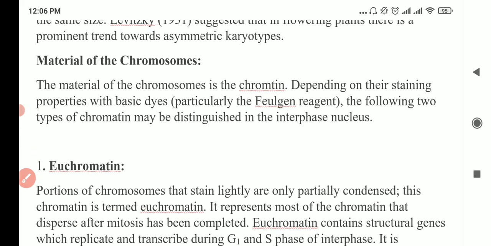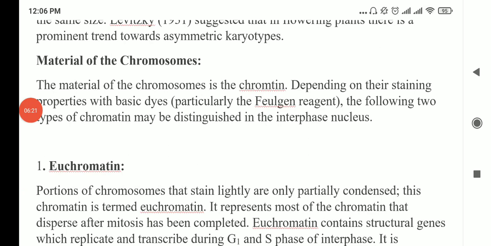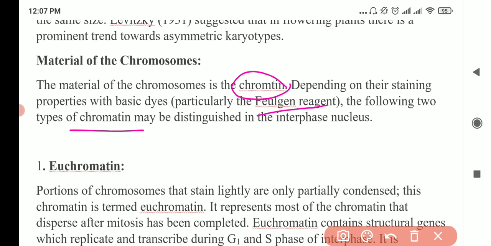Then looking at the material of the chromosome, the material of the chromosome is the chromatin. So a chromosome is made up of chromatin. Depending on their staining properties with the basic dyes, especially the dye that we stain with, Feulgen reagent, we can identify 2 types of chromatin during the interphase nucleus.